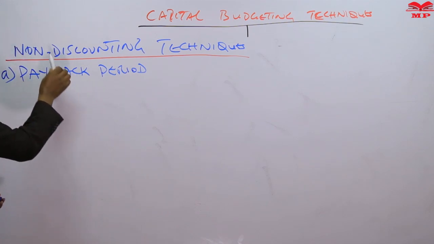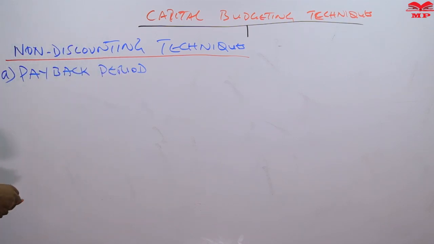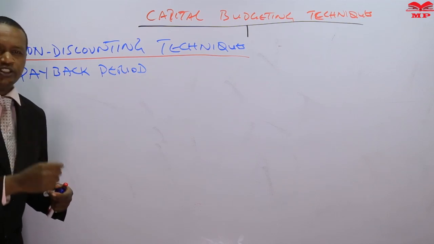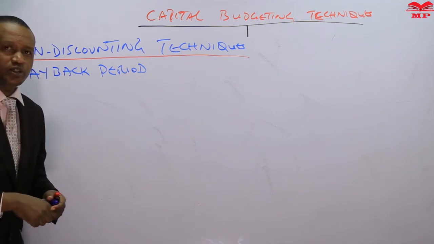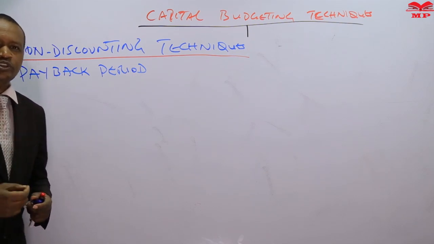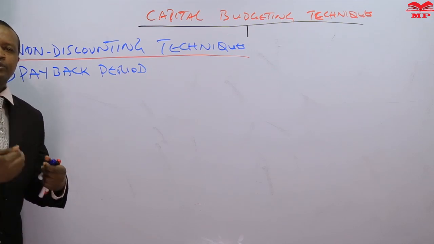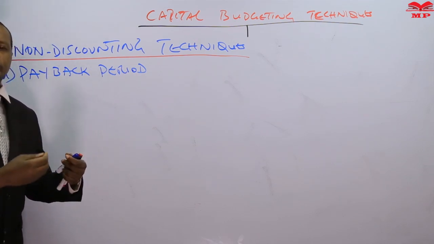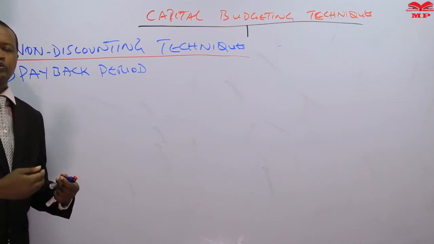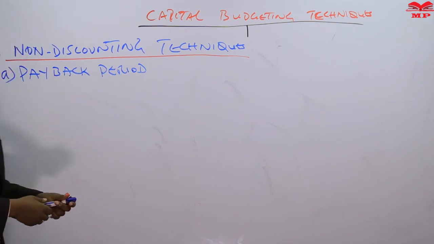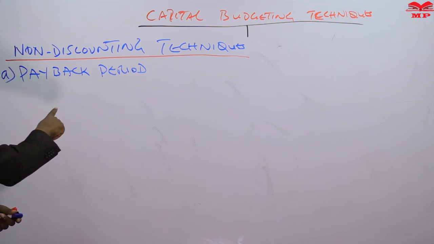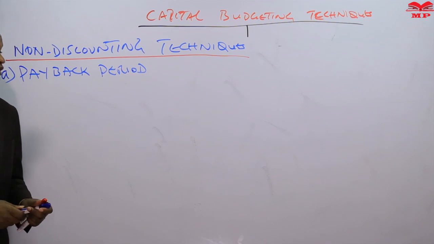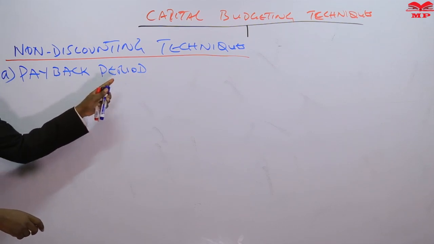And here, just to make it clear, we are talking about non-discounting techniques. These are techniques where the cash flows are not discounted. What is discounting? Discounting is the process of determining the present value of future cash flows. Future cash flows, you discount, you get the present values. You convert future values into present terms. So under the payback period, for example, the cash flows are not discounted. So we start by discussing the payback period.